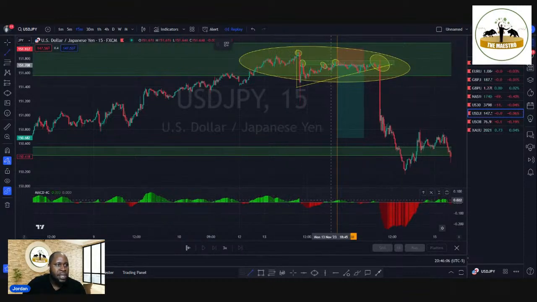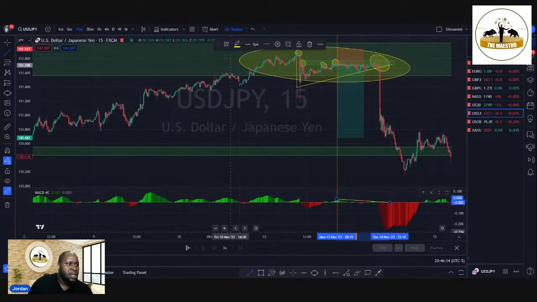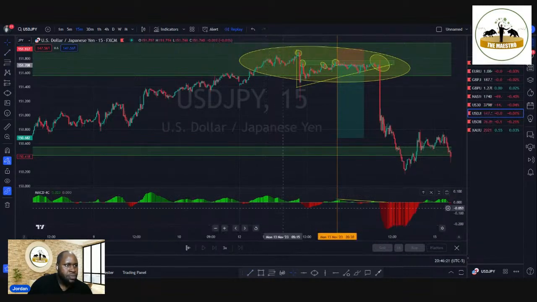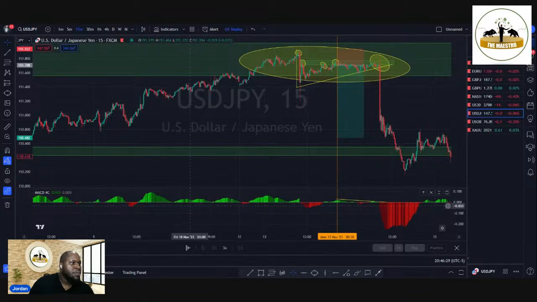So starting from this area, what is going on with the MACD? I'm going to extend this up so that you guys can see. Give me 1 second. Let me extend this up so you guys can actually see this more clearly. All right, I'm trying to find that thing. All right, there we go.